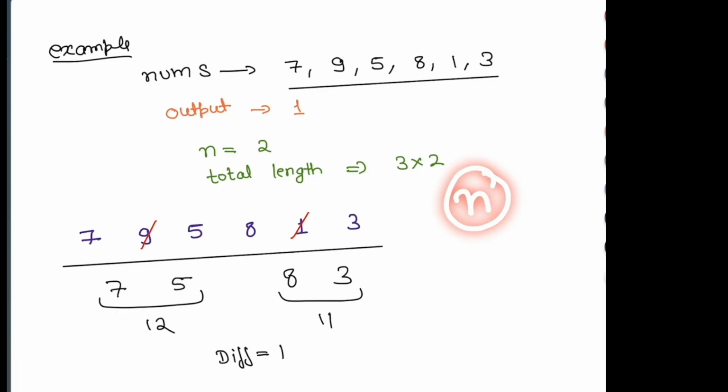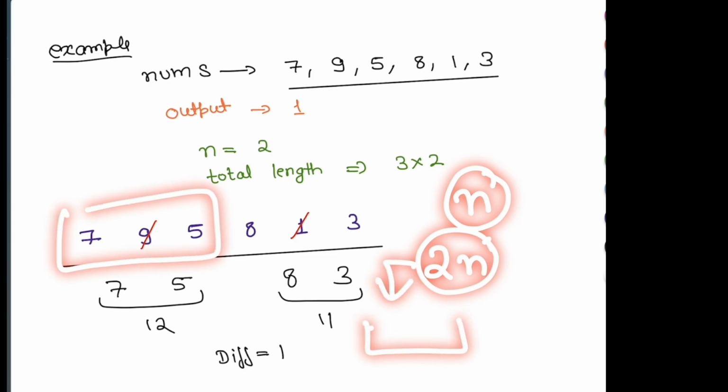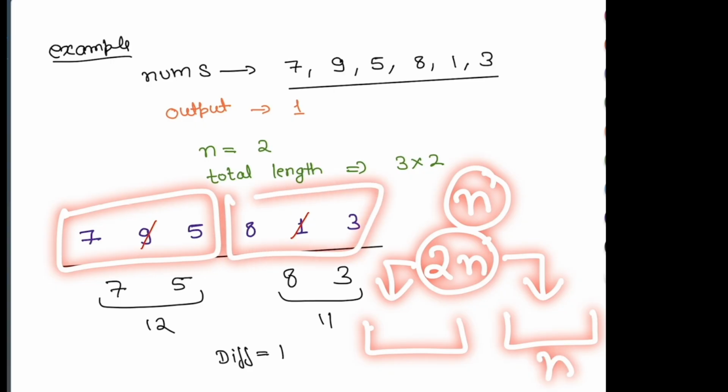Now, the first observation which you have to make is, when you remove n elements from your array, you will have a total of 2n elements, right? 2 into n number of elements. Now the first n elements out of these 2n elements will go to the first part. The last n elements will go to the last part, or the second part.